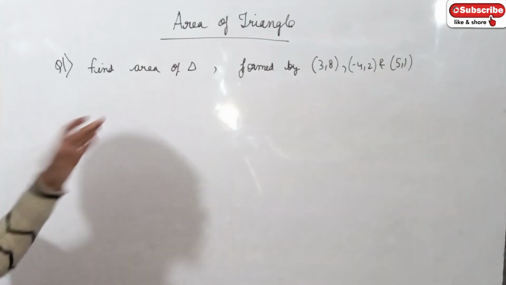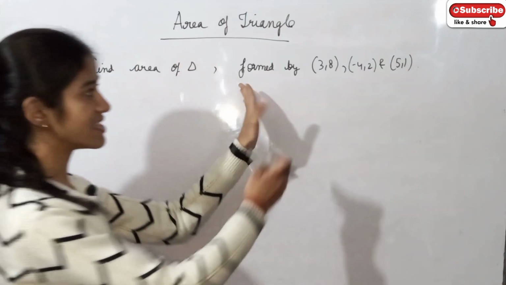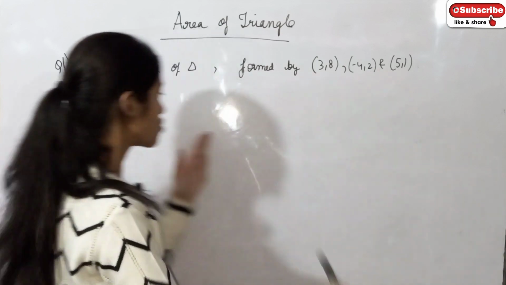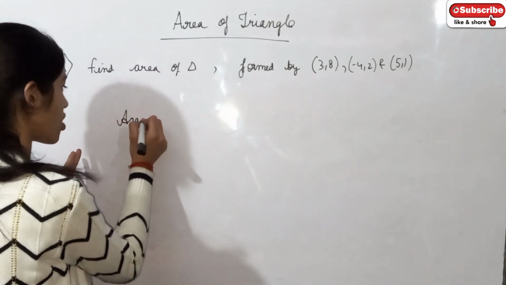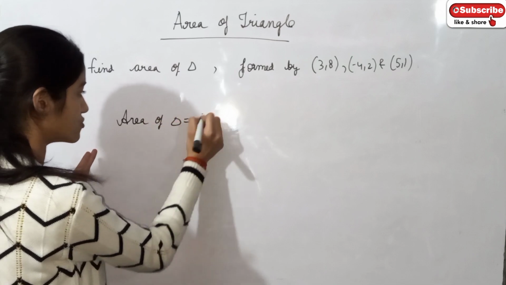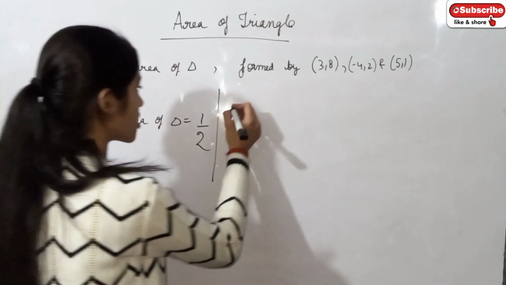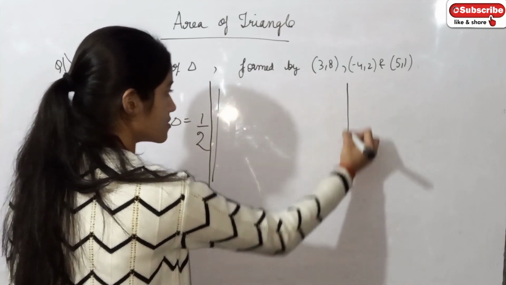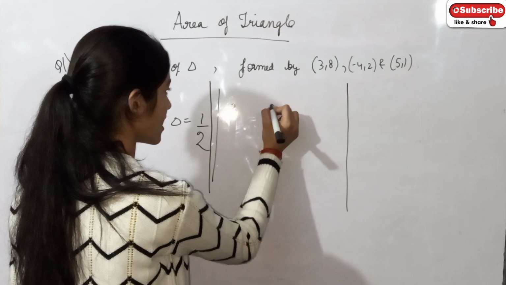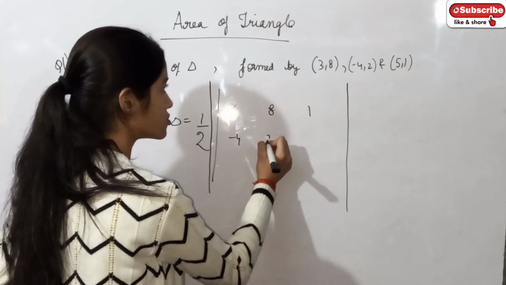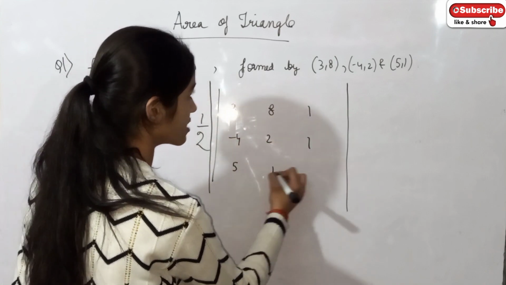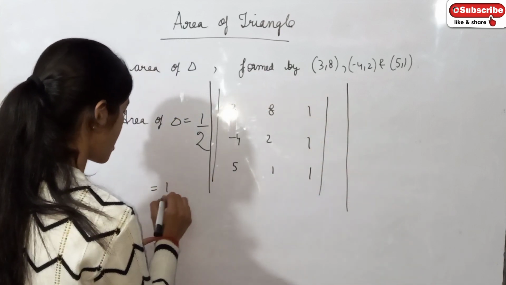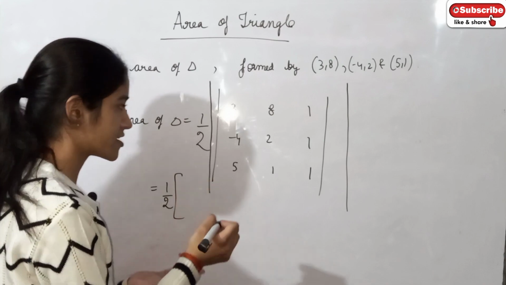Now find the area of the triangle formed by the vertices (3, 8), (-4, 2) and (5, 1). What we have to do is, we know that the area of the triangle is equal to half. We put the coordinates, and we have to take the mod of it also. Then we get the determinant with rows 3, 8, 1; -4, 2, 1; and 5, 1, 1. We can solve it. Half. We know how to solve determinants.